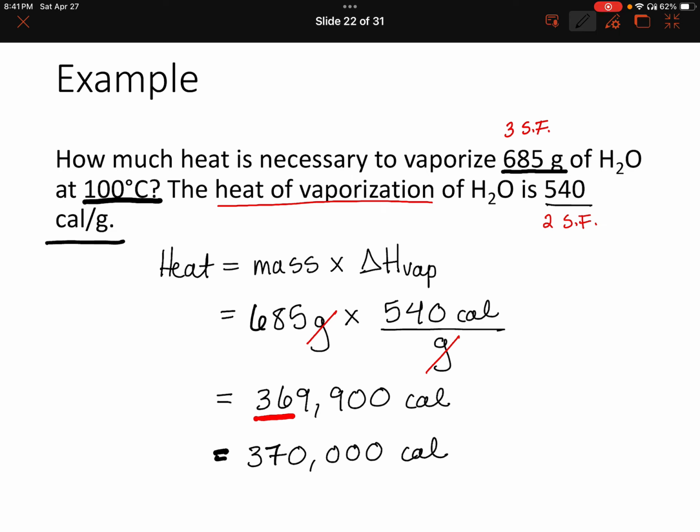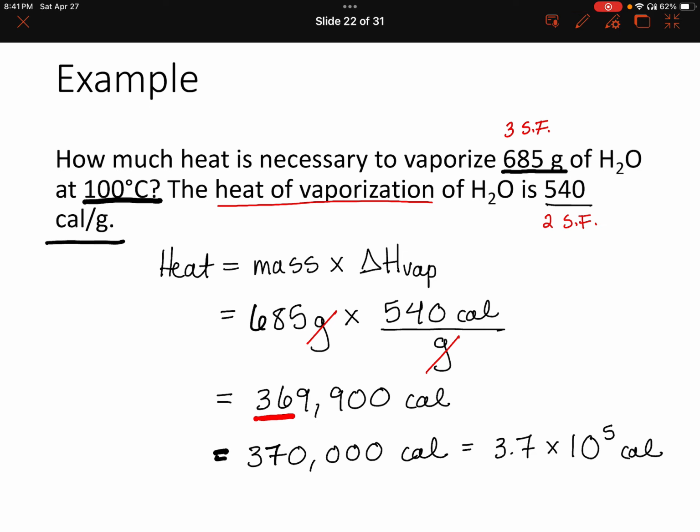Now remember, you could also write this in scientific notation. So that would be 3.7 times 10 to the, let's see, 1, 2, 3, 4, 5. So 3.7 times 10 to the 5th calories.